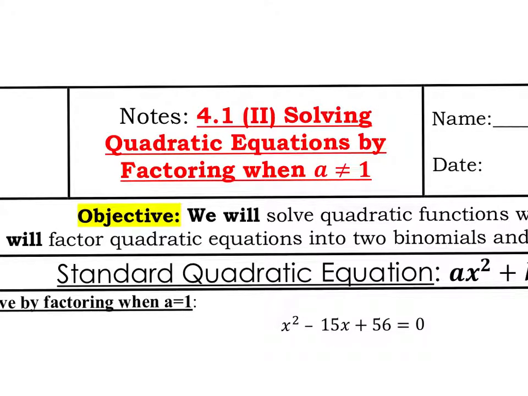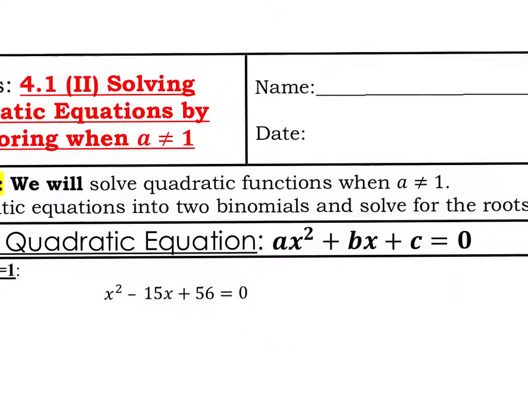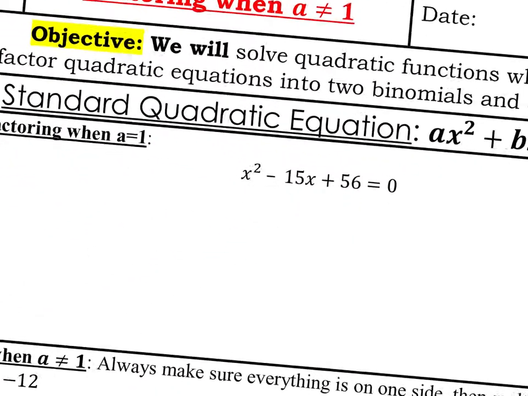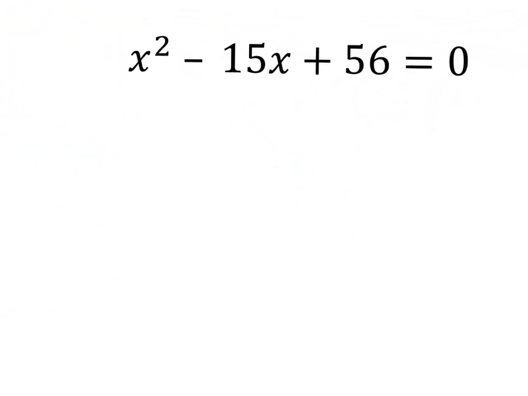In this video, I'm going to go over solving quadratic equations when a is not equal to 1. What I mean by that is you're going to have a number in front of the x squared. In the previous video, there was no number in front of the x squared when we factored it, so the a value was 1. Before I get started, I'd like to do a quick recall problem.